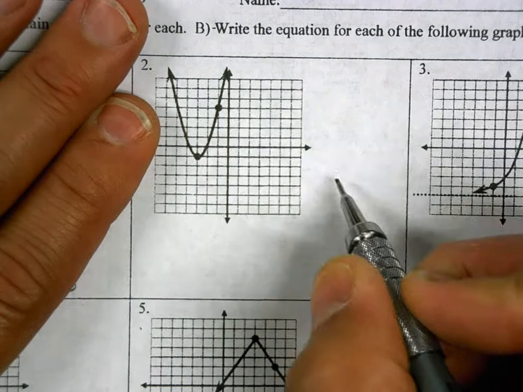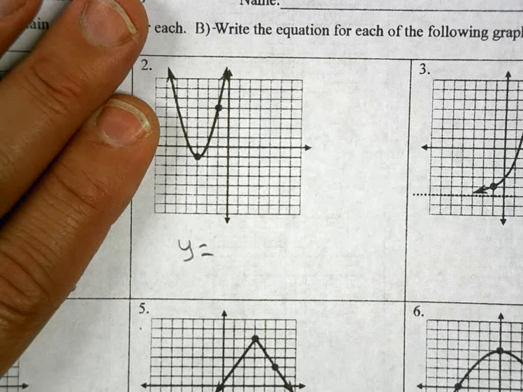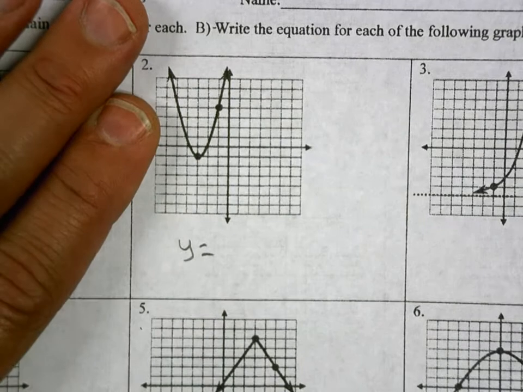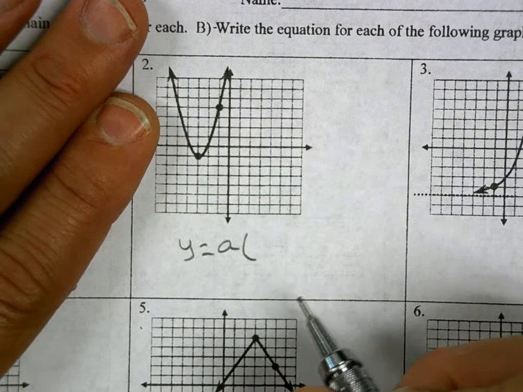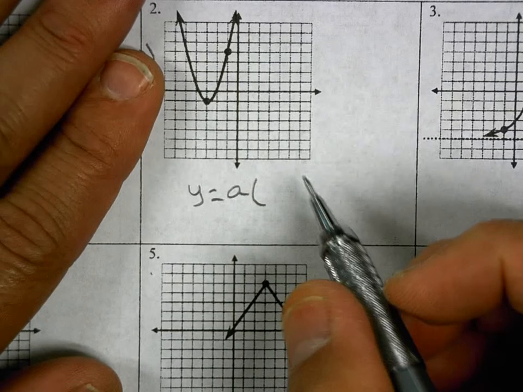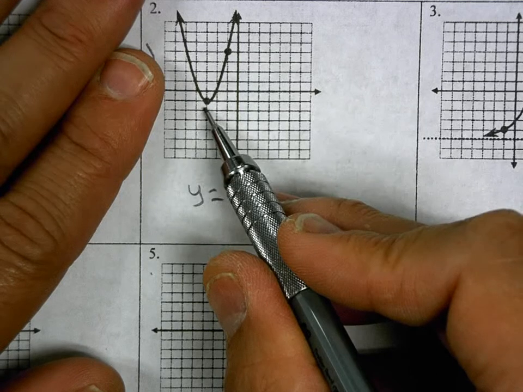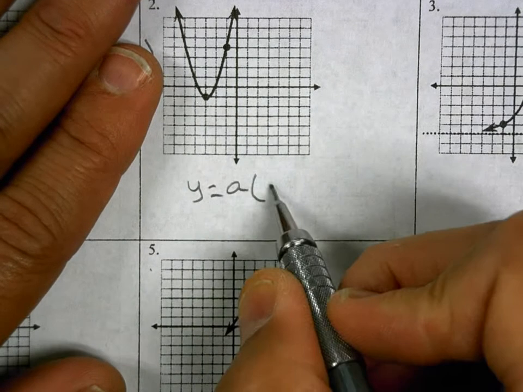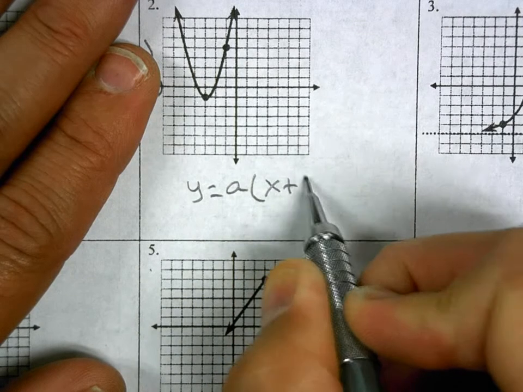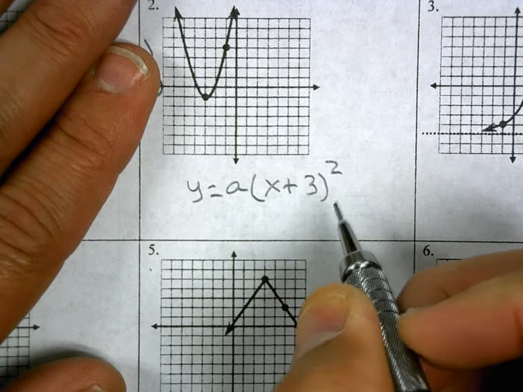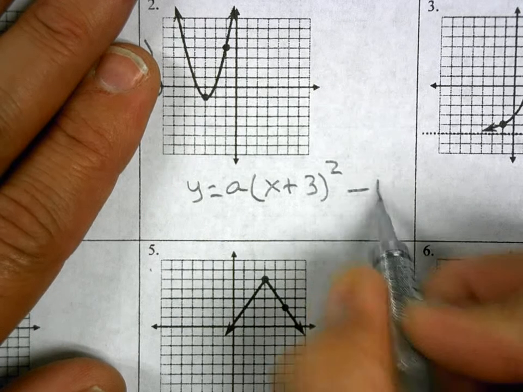I'll do domain and range after. So y equals, well, we don't know the stretch, right, that a number, so I'm going to put a. But we do know how it shifts. This is 3 to the left and 1 down. Okay, 3 to the left, 1 down. We could do that. So 3 to the left, so x plus 3. Don't forget to put squared because it's a parabola. So left 3, down 1, so minus 1.